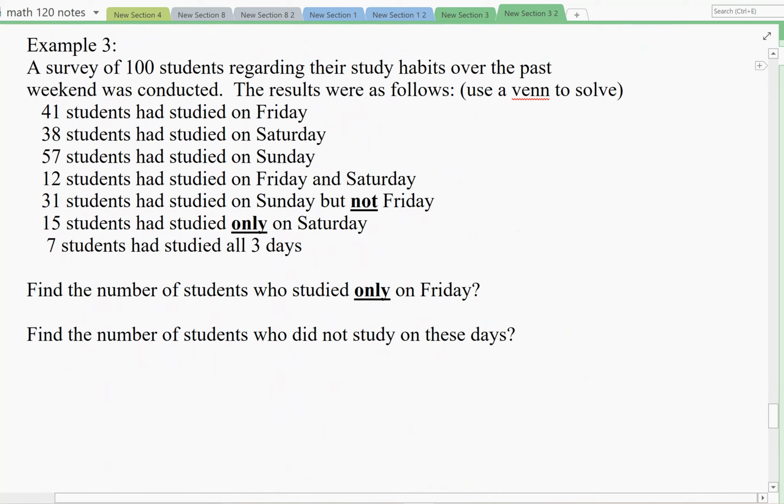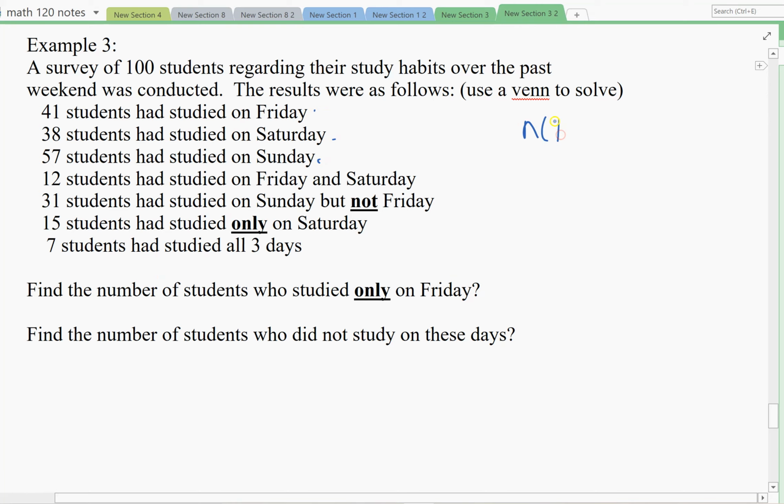Again, a survey of 100 students regarding their study habits over the past weekend. The results are following. Use a Venn diagram to solve. All right, so 41 students studied on Friday, 38 students studied on Saturday, 57 students studied on Sunday, 12 studied on Friday, Saturday, 31 studied on Sunday, okay, and so on down the list. Then I asked 2 questions. All right, so we'll answer these 2 questions after I set up the Venn, which I'm going to set up below that. So first of all, we've got our studying days.